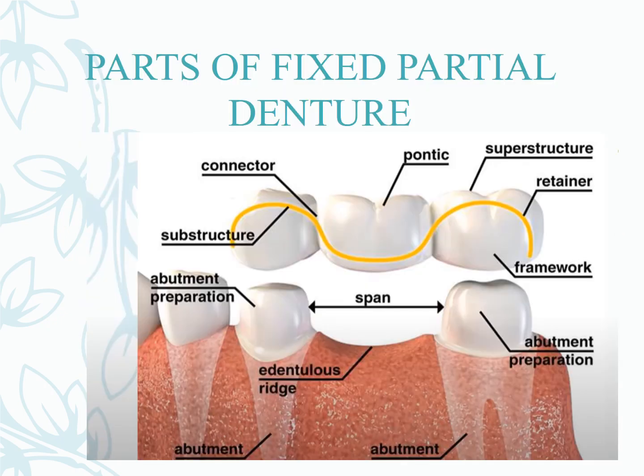Now coming to another learning outcome that's a part of the fixed partial denture. So this is a pontic which we replace, abutments, right? Connector is here, retainer, right? Connector and retainer, right? And this is an edentulous span, right? So we'll go into detail on all of these.